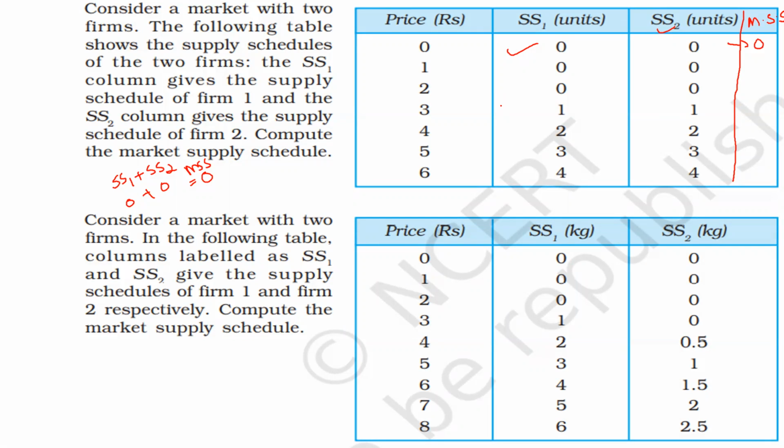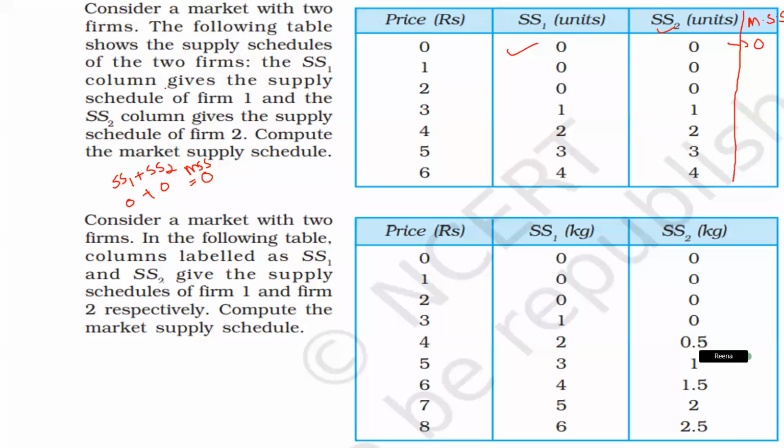When the price is 4, how much will it come? It will come as 4. When the price is 5, how much will it come? It will come as 6. When the price is 6, how much will it come? Yes, it will come as 8. Very good. So like that, same here, what you have to do? Now you have to make a supply schedule for another table.